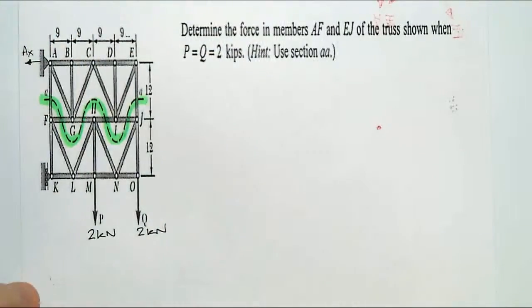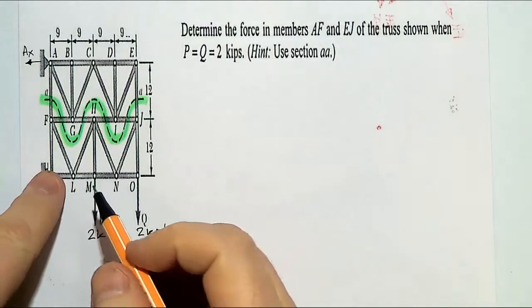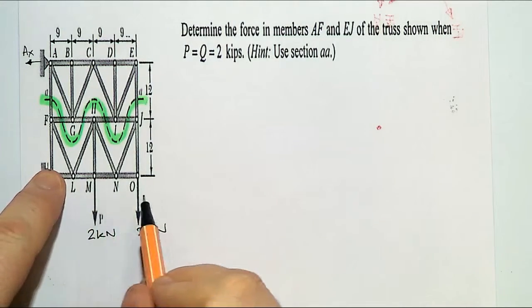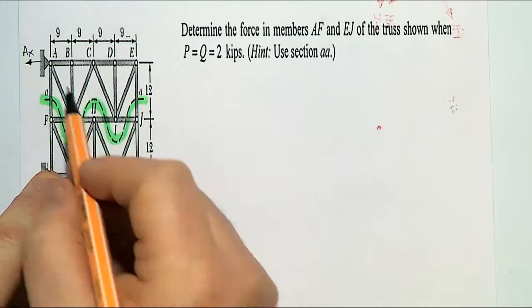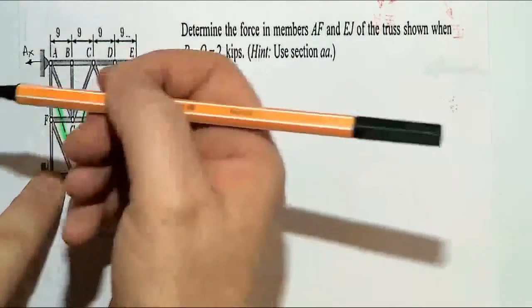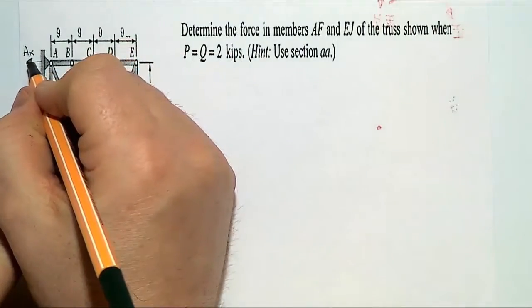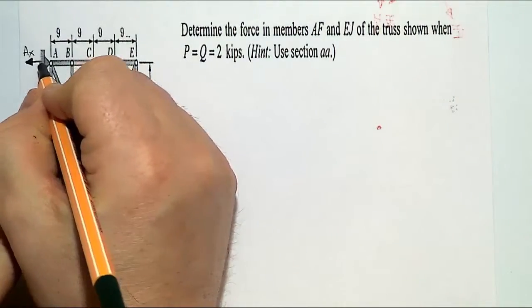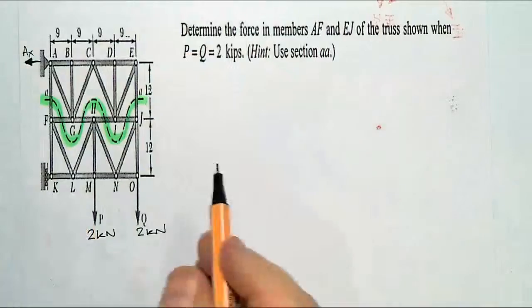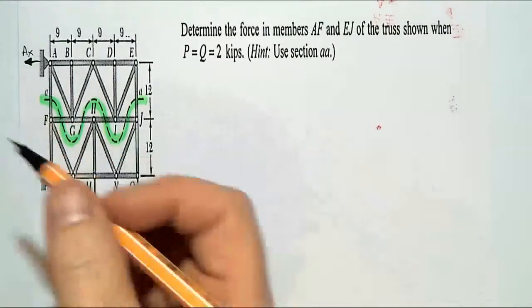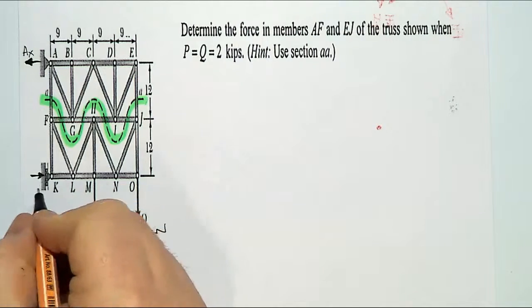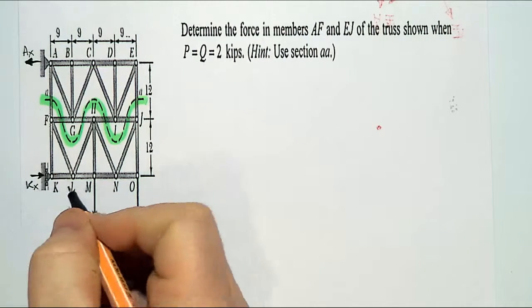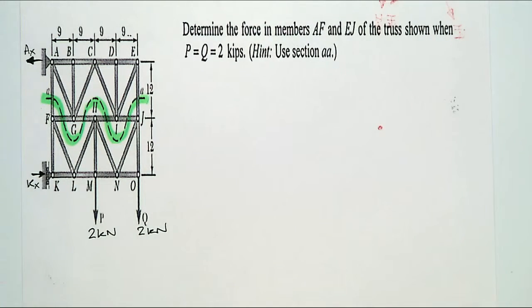There. If I was taking moments around this point here, these two forces would be forcing this frame around clockwise. So therefore, I know that AX must be pointing that way. And then if I look horizontally, AX is going to the left, so therefore KX must be going to the right.